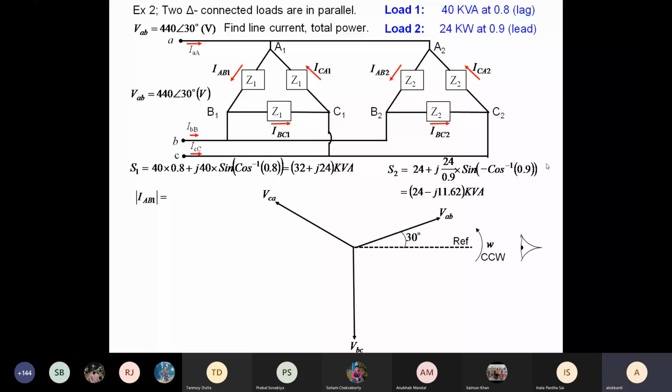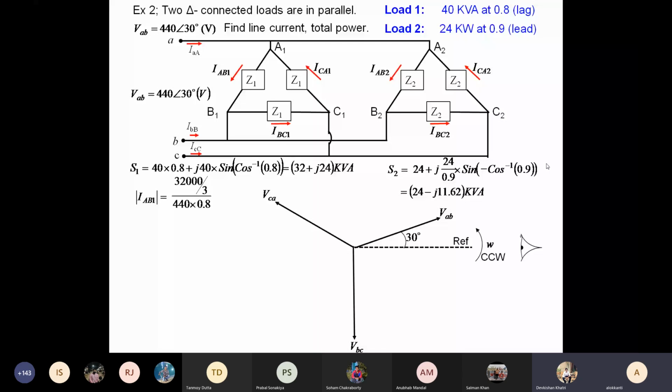So IAB is IAB1. This is the delta connected load. What is the voltage getting applied across the phase? VAB, 440. The entire line voltage gets applied because it is the delta connected load. So IAB is basically equal to VAB upon Z1.